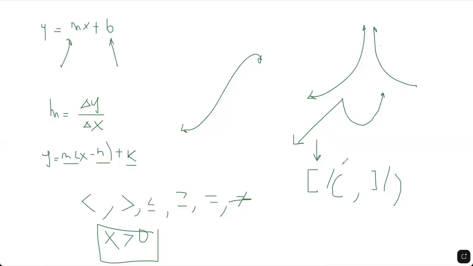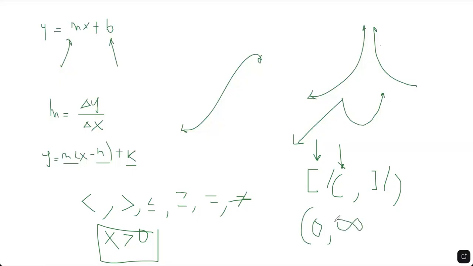If it's exclusive, you use parentheses. In this case, x is greater than 0. So that's going to be exclusive since x cannot be equal to 0. So you have a parenthesis, 0. And then since it's greater than, you just go all the way to infinity. So you write an infinity.